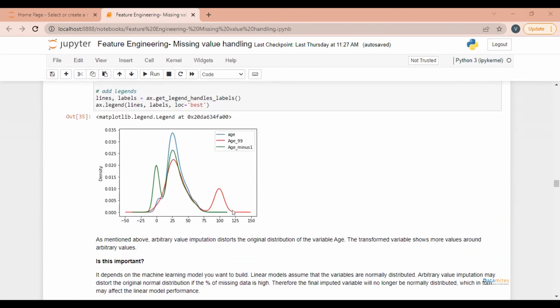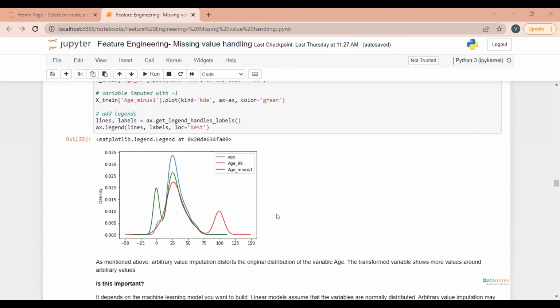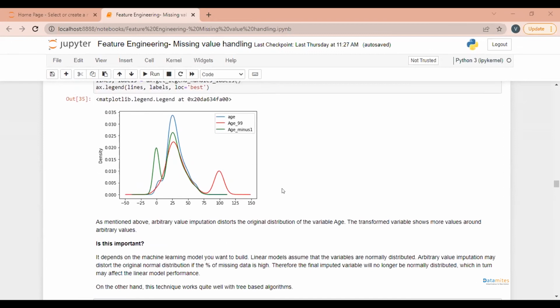Three most important things to remember in this arbitrary value imputation for numerical variables: first, the value should not be missing at random. Second, it works well with tree algorithms and does not really yield good results with linear models. And third, it highly distorts the normal distribution of the variable. Again, we always have to check these.